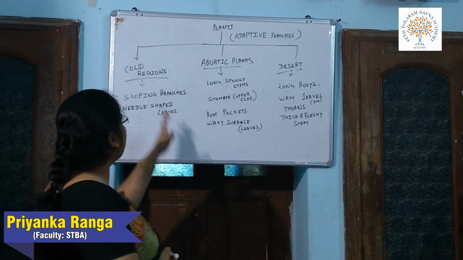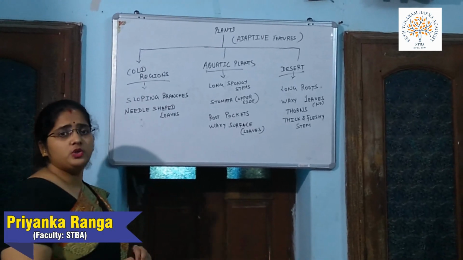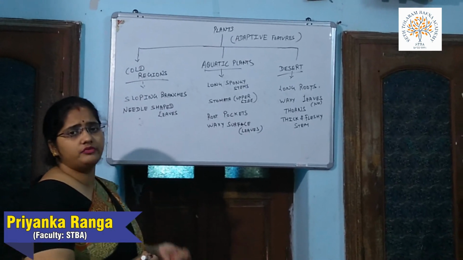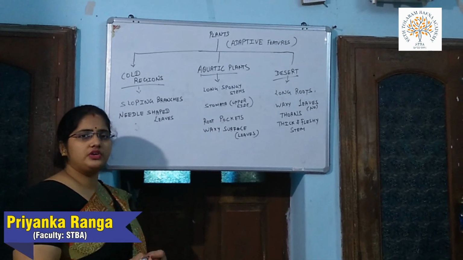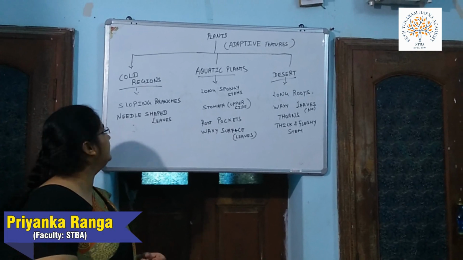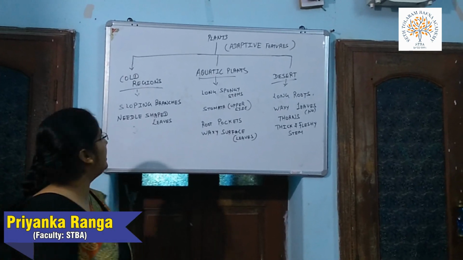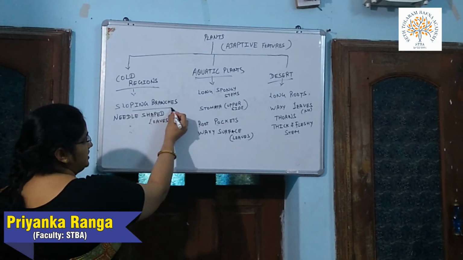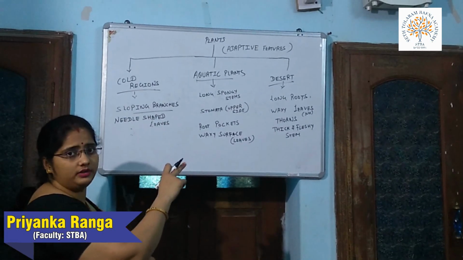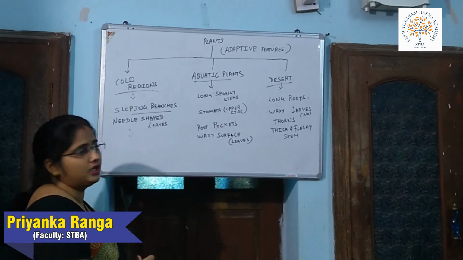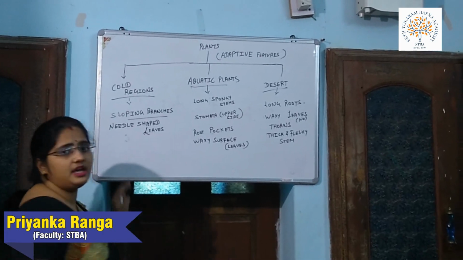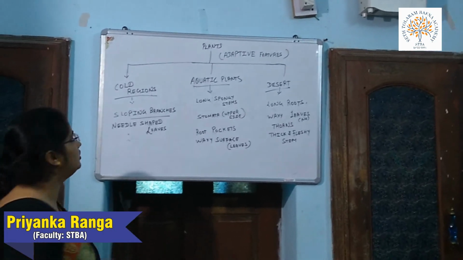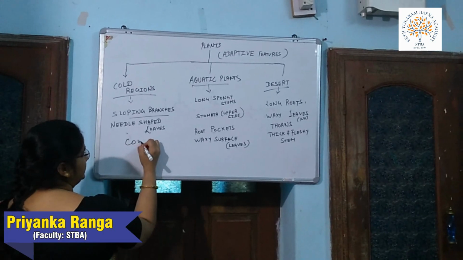First of all, let's talk about the plants in the cold region. You know, the plants in the cold region have to face strong winds or heavy snowfall. So, in order to face these things, the plants are designed with sloping branches so that the snow can slide off from the branches. Also, the plants have needle-shaped leaves. They are evergreen trees and are also known as conifers.